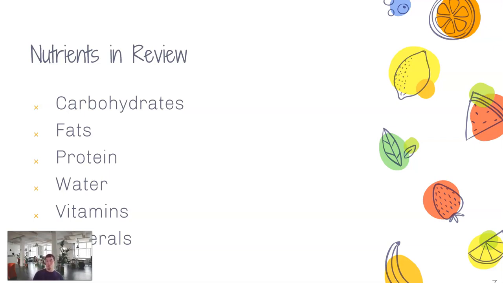So now we can, much like carbohydrates, break down fiber into two different groups to look at. You have both soluble fiber and insoluble fiber. Soluble fiber, when mixed with water, forms a gel and slows down digestion.